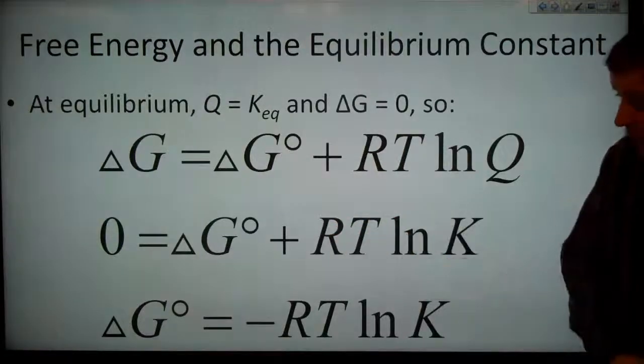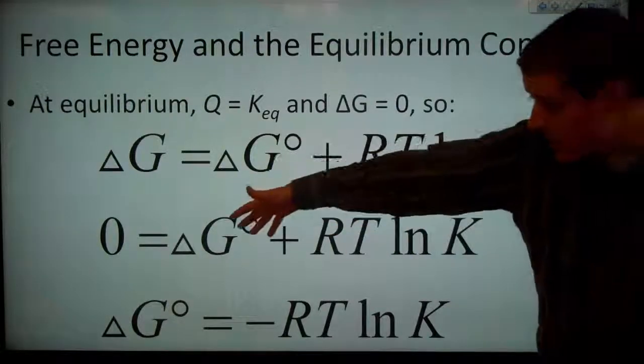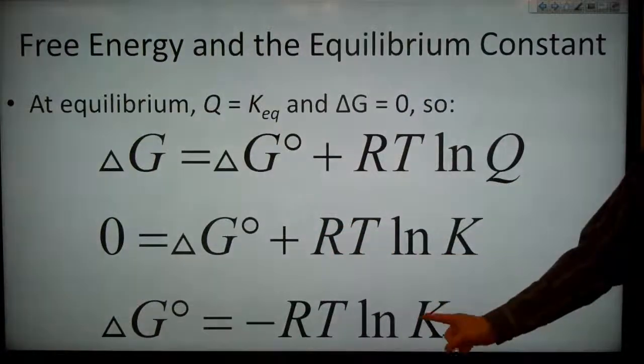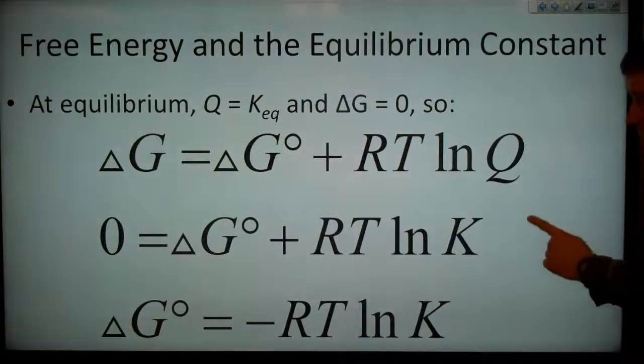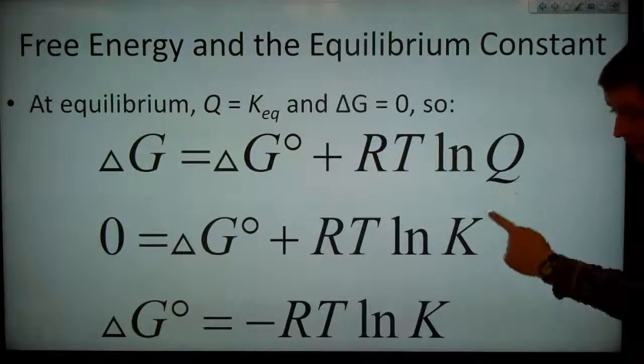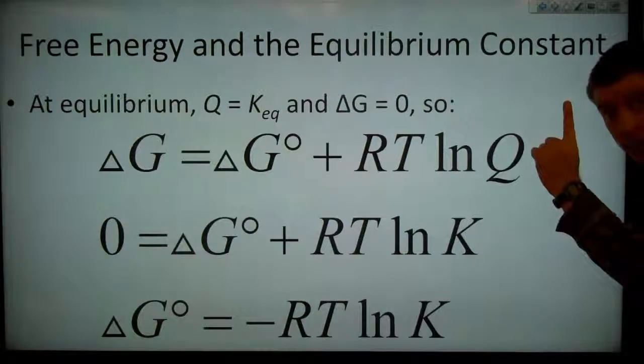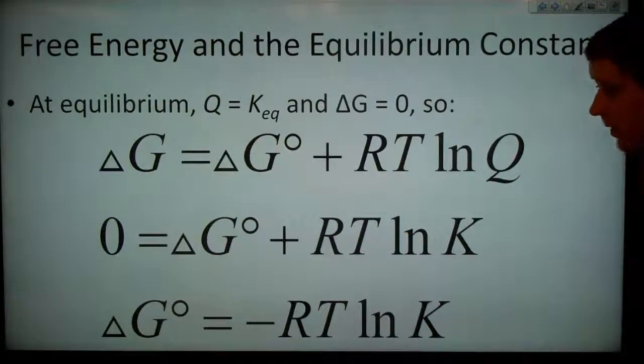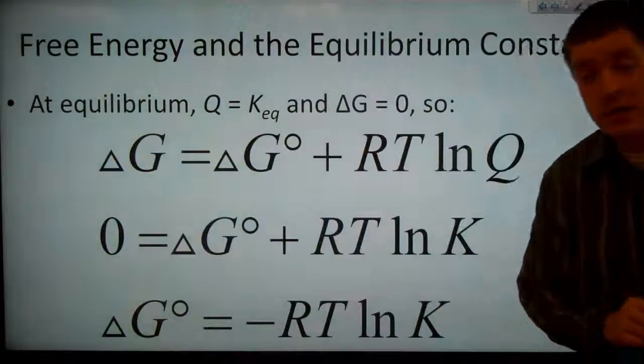and then we can rearrange and get delta G naught by itself. So delta G naught is equal to minus RT times the natural log of K. Again, note that going from here to there, we replace Q with K, because at equilibrium, Q is equal to K. So at equilibrium, we can say that Q is equal to K and delta G is equal to 0.